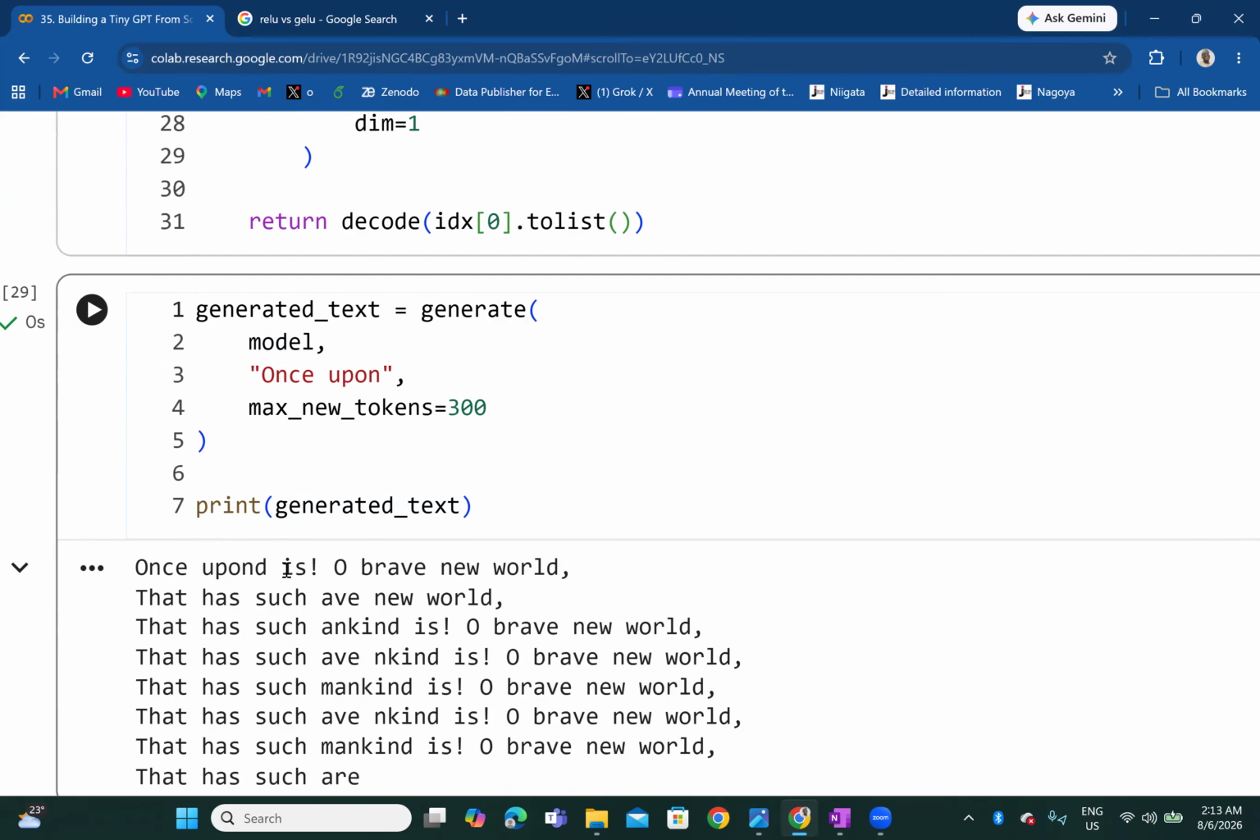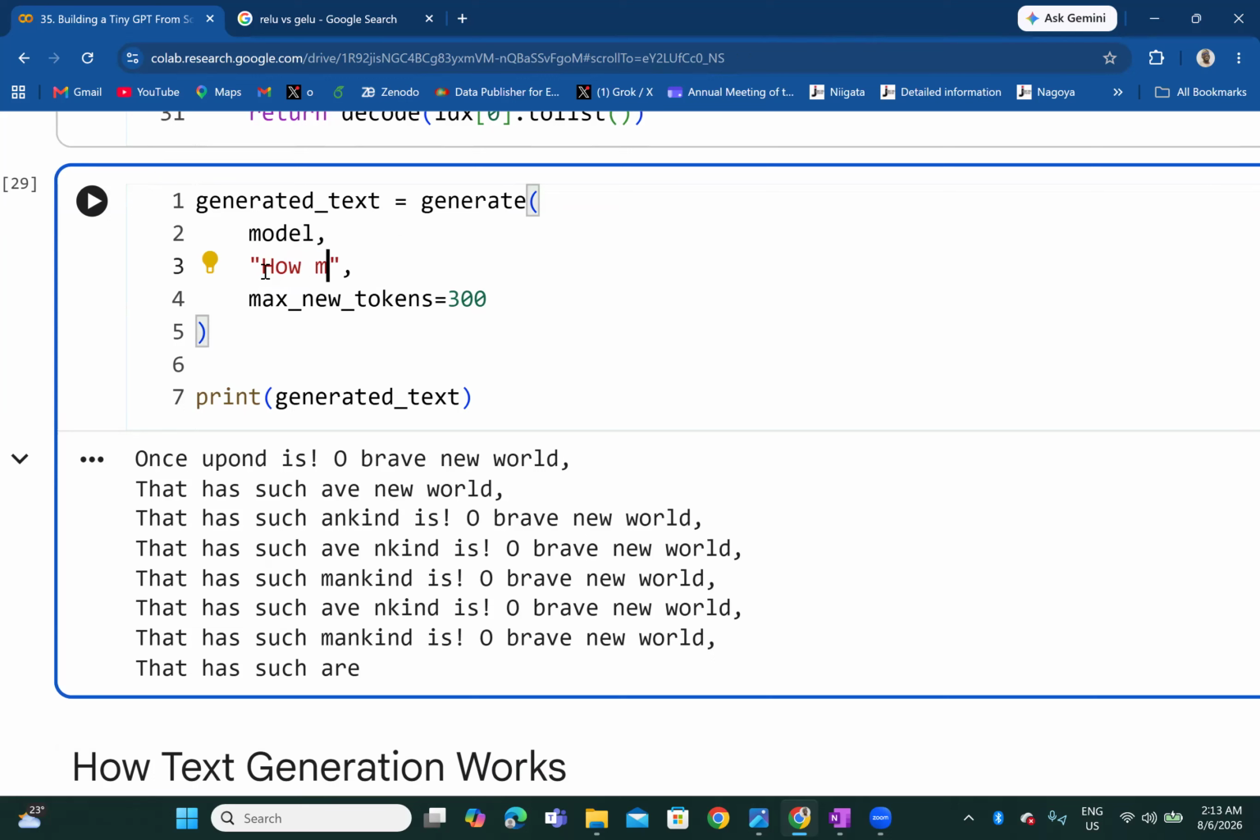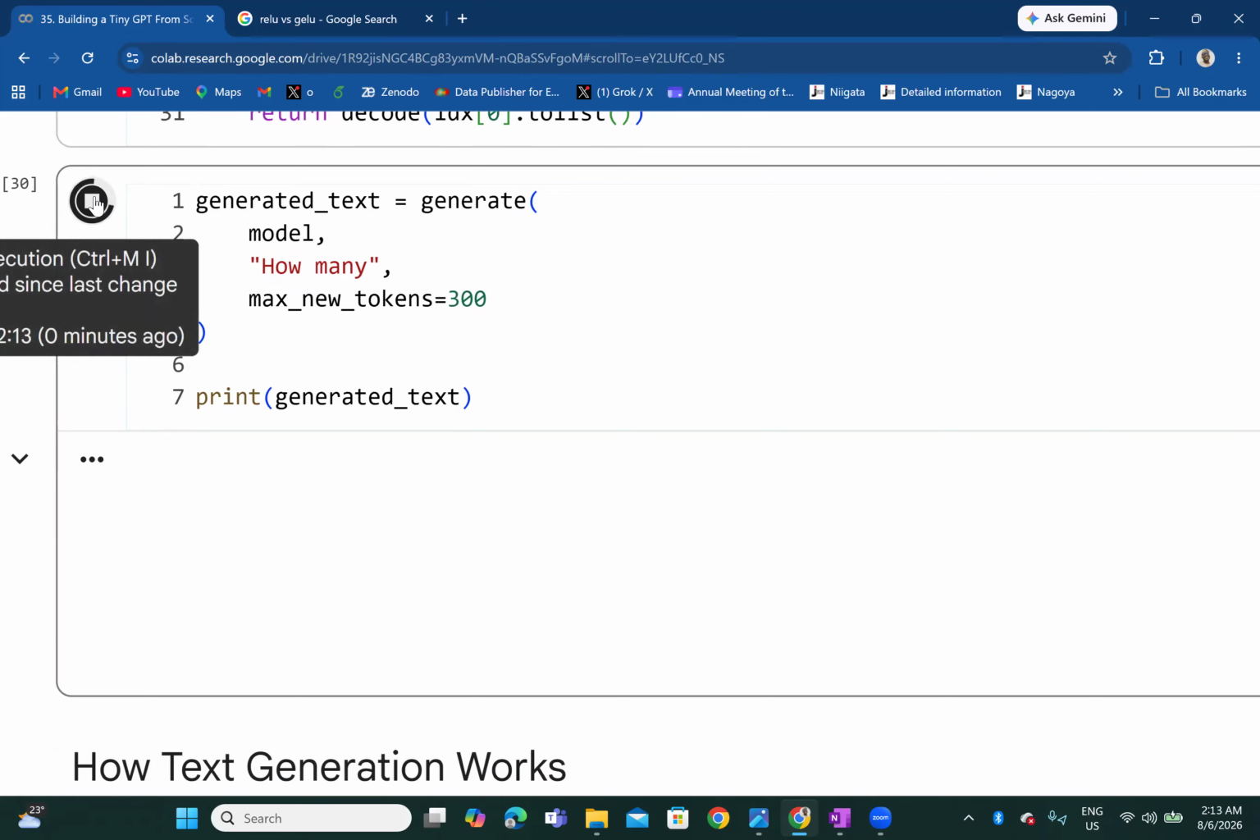You now have once upon is oh brave new world that has such unkind. You see, it's related to all of that, because there was no once upon in that text. So it's really not making sense, because number one, the text is not that robust. But let me change to how many and see what happens. How many, which is actually in that text.